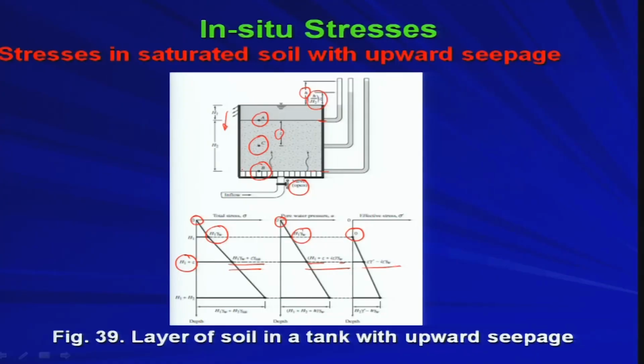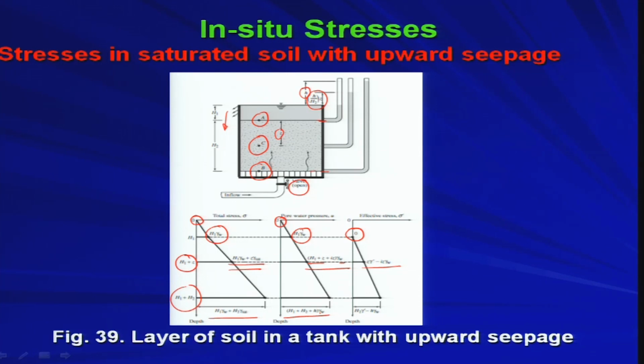Now, similarly, if I come back to point B, which is the bottommost point, B is located at H1 plus H2 from the top surface. At that time your total stress remains the same as before, when there was no seepage. Now, what about your pore water pressure? That is H1 plus H2 into gamma w plus H into gamma w, where H is the head loss. Instead of i into Z you can write i into H2, and i into H2 is nothing but small h, right. So, that is coming into the picture. That is your pore water pressure.